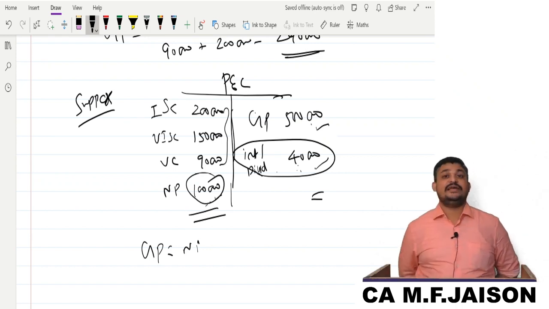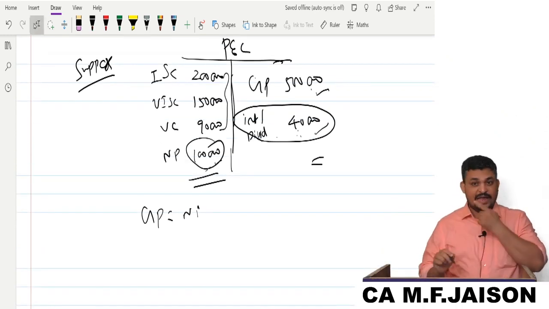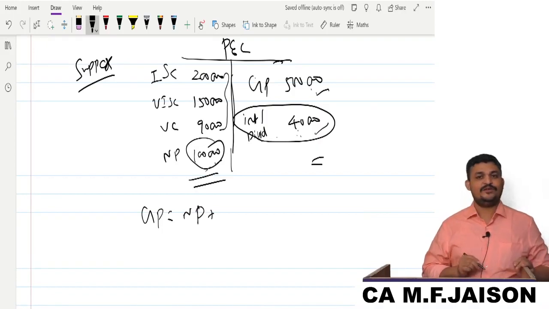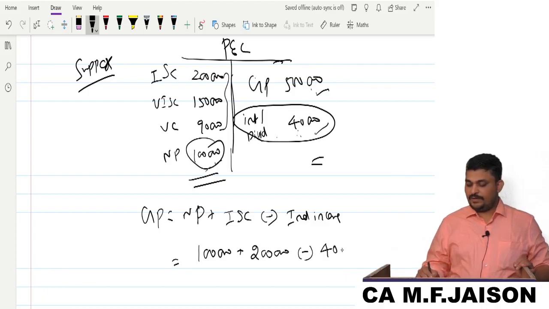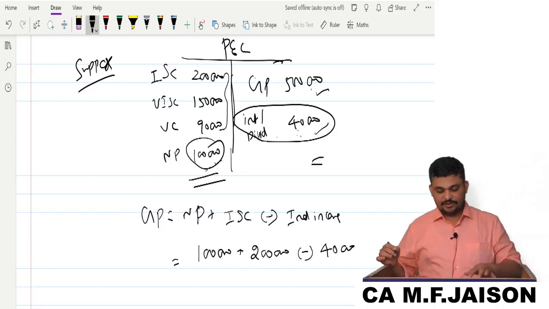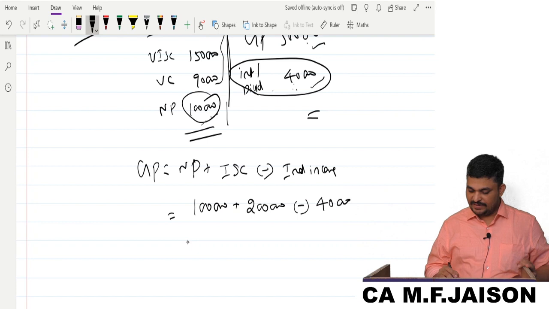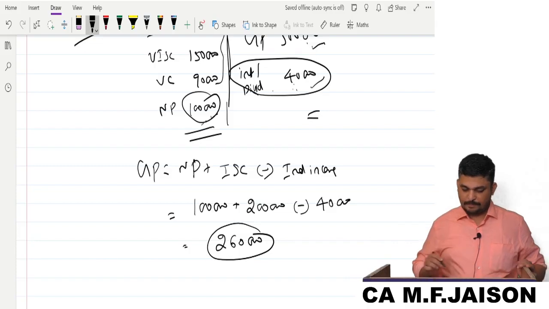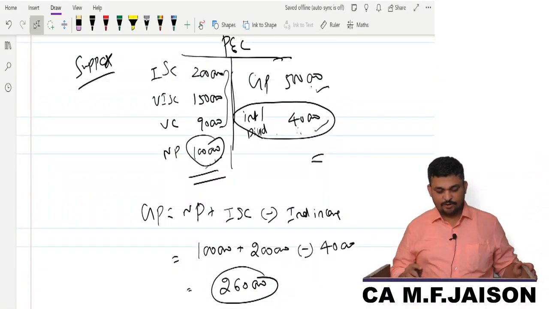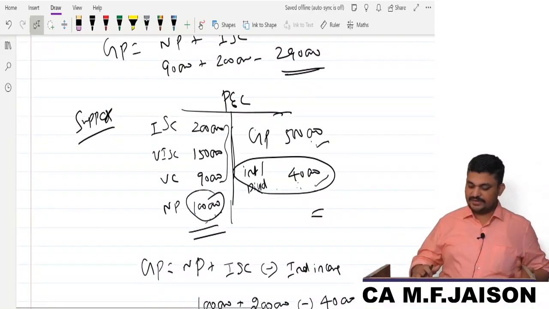So you have to deduct those incomes. If you have indirect incomes, then it has to be net profit plus insured standing charges minus those indirect incomes. So in this example, it will be 1 lakh plus 2 lakhs minus 40,000. This is how you should be taking. So it is 3 lakhs minus 40,000, it is 2 lakh 60,000. This is how you should be calculating. I hope you are following. Yes, sir. So this is how you should be understanding, my dear friends.